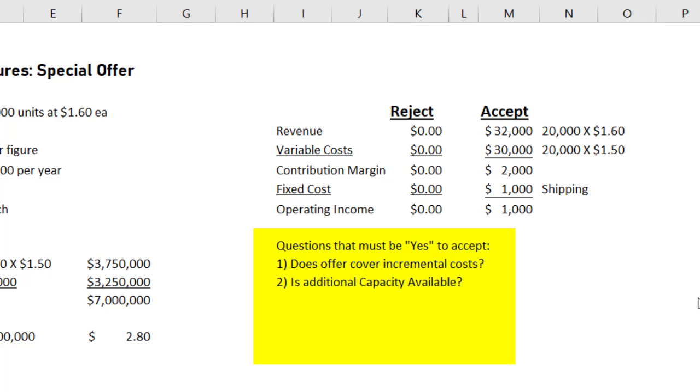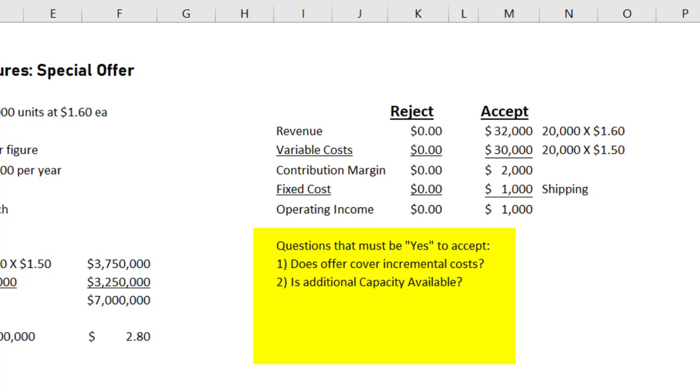The second question then is, is there additional capacity in our factory? If we're making 2,500,000 action figures and that's all we can make, that's the maximum capacity, and we're selling them all. So if we're making the maximum capacity and we're selling every one of them, then it doesn't make any sense to take an offer of $1.60 per action figure, because we'd have to take away from our normal sales of 2,500,000. However, if our factory has additional capacity, let's say our factory could make 3 million action figures if we wanted. So both these questions need to be yes.